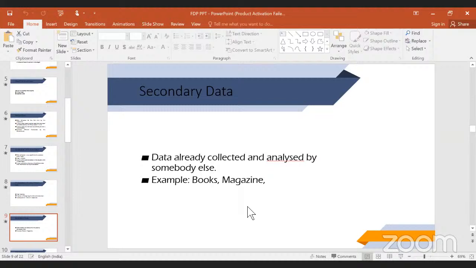Secondary data is something which has already been collected by someone. It is already there. I just need to analyze that data. Simplifying that, I can say that secondary data is data which has already been collected by someone else, but I am using that data for my own research.